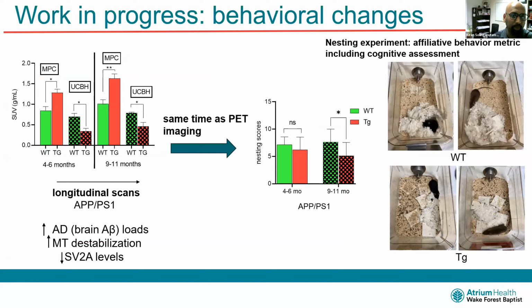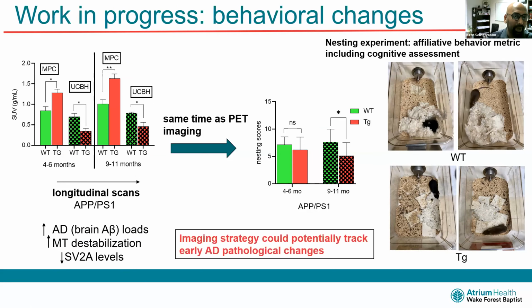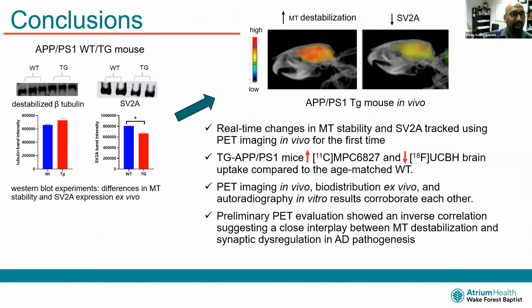More importantly, I do want to bring up that our microtubule and synaptic radiotracers can reveal changes much earlier, whereas the behavioral changes, as you can see with the nesting experiment, can only be seen at 9 to 11 months. So maybe this imaging strategy could potentially track the early AD pathological changes, both the microtubule destabilization and SV2A levels. The same animal shows higher microtubule destabilization and lower SV2A levels on the same day.